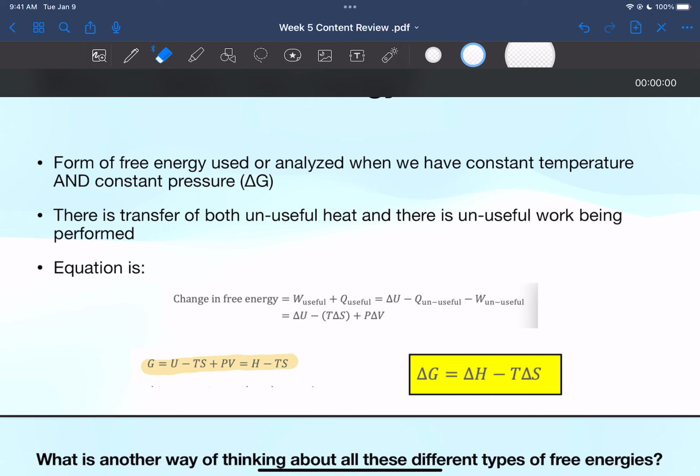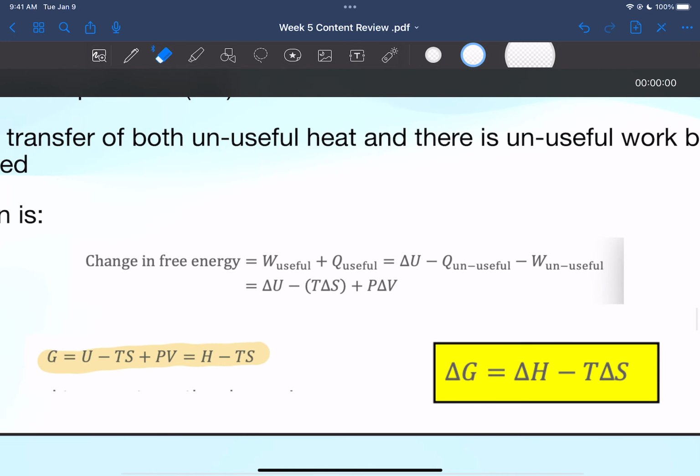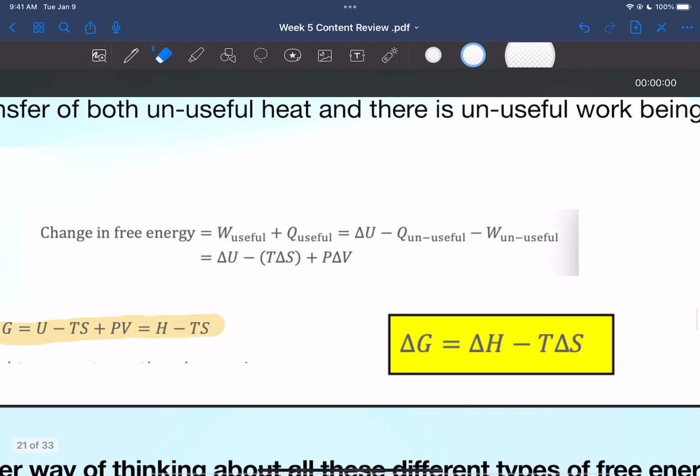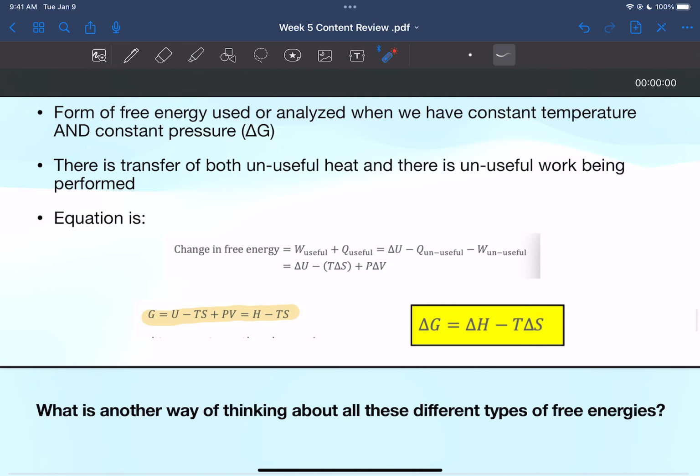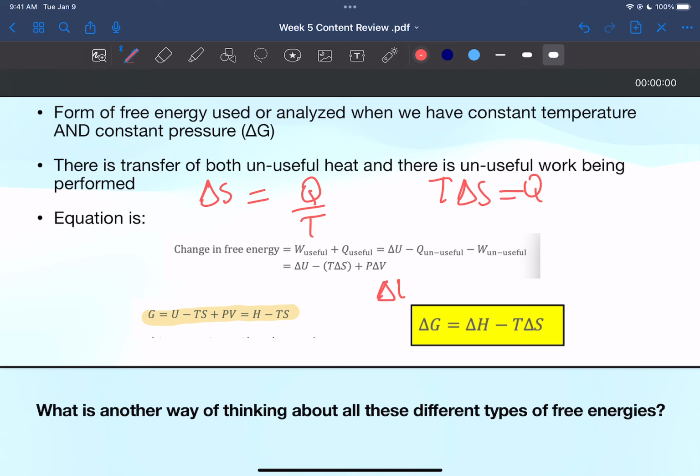Right? And so the setup for it is that it's equal to the change in the internal energy minus the unuseful heat minus the unuseful work, right? Well, once again, if we define that unuseful heat, remember we said delta S is equal to Q over T, right? So T delta S is equal to Q. So we can write it as delta U minus T delta S, right? That's the initial part there.